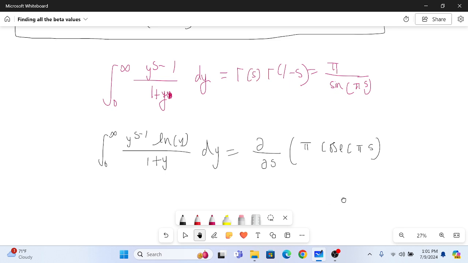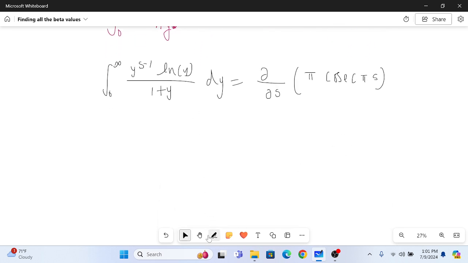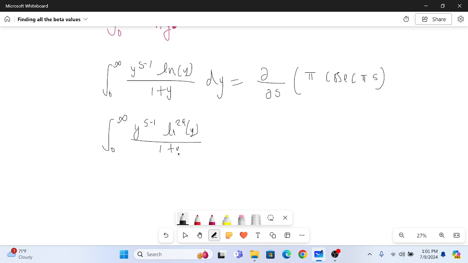Now again, if we differentiate this again, we get another ln y. Yes, so if we go on doing that, the integral from 0 to infinity of y to the power s minus 1, if we differentiate it 2a times, ln to the power 2a of y by 1 plus y dy, here we will have the partial derivative with respect to s 2a times, and then pi cosec pi s.